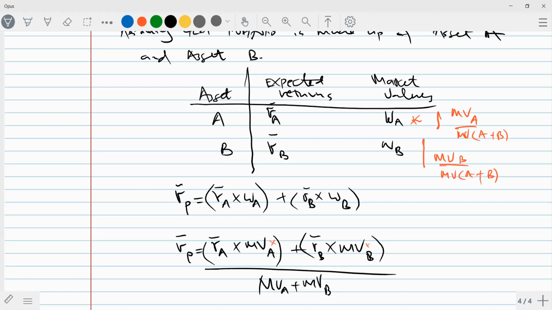So whatever we want to use, it's about the weight. And that's how we get the return of a two asset portfolio.